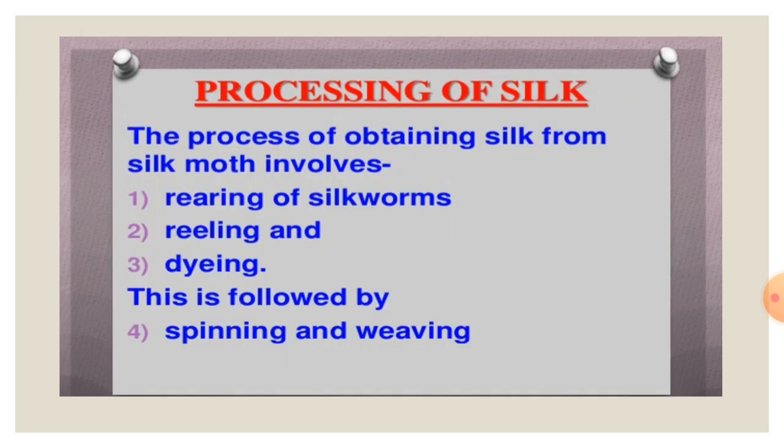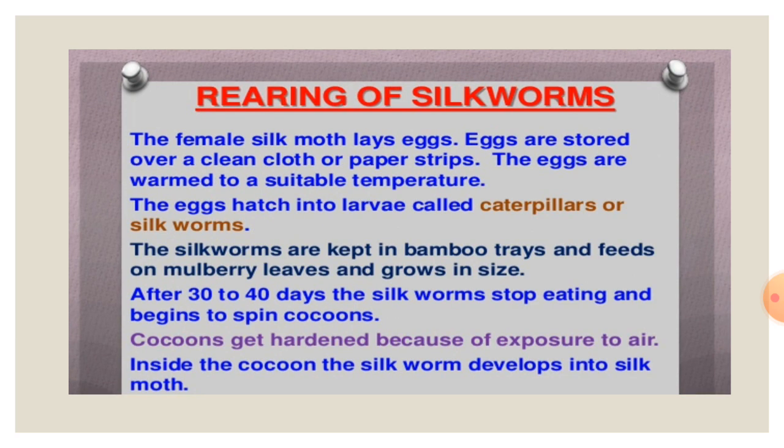Now coming on to the processing of silk. Like in wool, where we discussed a few steps in processing of wool, shearing, scouring, sorting, spinning, all those, in the same way we have a few steps in processing of silk also. The first step involves rearing of silkworms. The second step is reeling. The third step is dyeing, followed by spinning and weaving. Now let's discuss all these steps in detail.